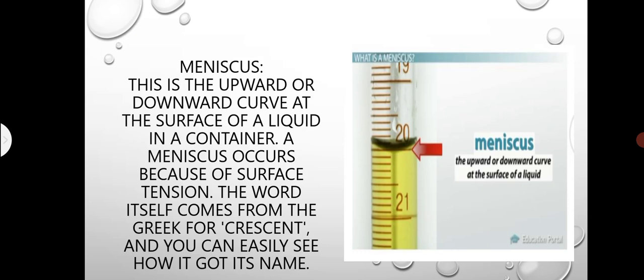Now let's study what is meniscus. This is an upward or downward curve at the surface of a liquid in a container. A meniscus occurs because of surface tension. The word itself comes from the Greek for crescent, and you can easily see how it got its name. So what is meniscus? It's the upward or downward curve at the surface of a liquid. Because of this meniscus, it's difficult to read the reading of a liquid.